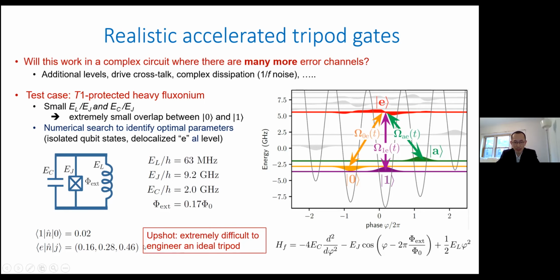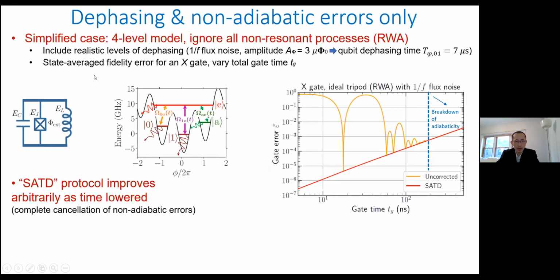So the upshot here is that even though our tripod is far from being ideal, as I will show you, we can still get a very good gate fidelity. Let us first focus on the simplified model where we only consider 4 levels and we ignore all the non-RWA processes. But here we will include dephasing for each level. What we have here is the state average gate error for an X gate as a function of gate time Tg.